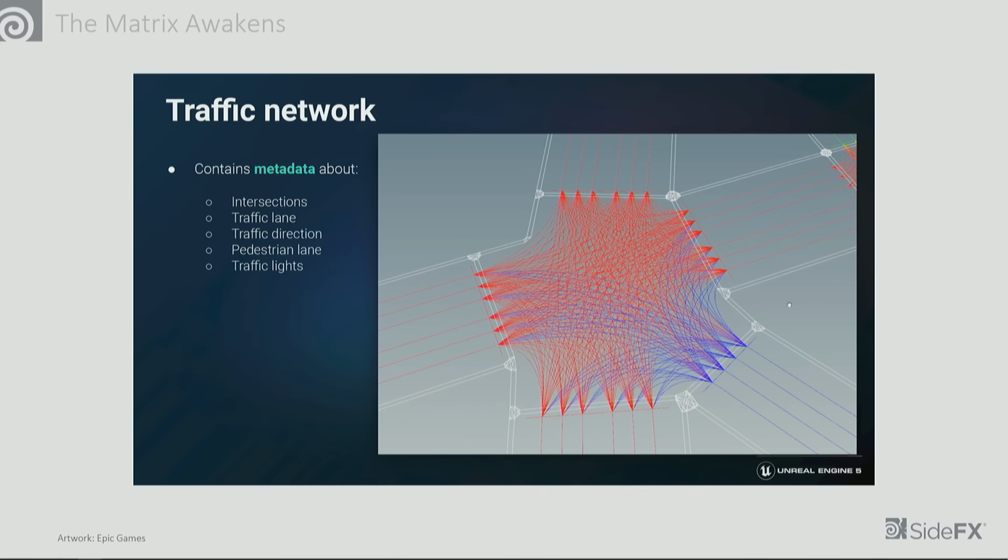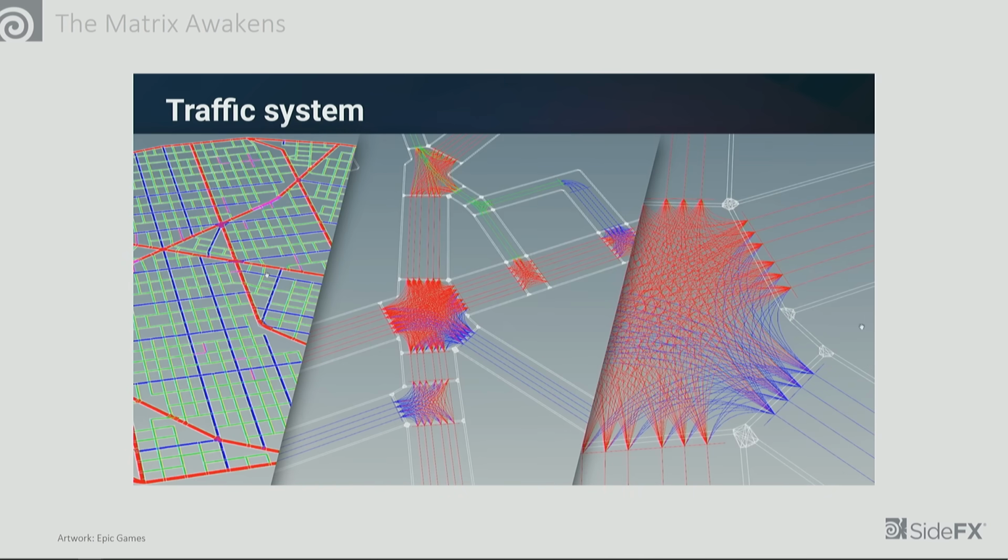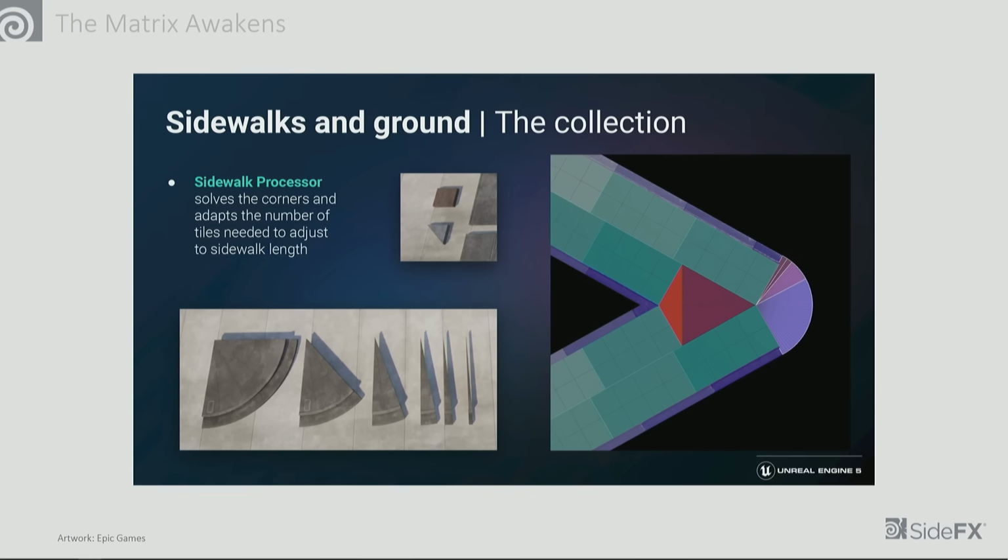I think Kim Library mentioned in the opening session the traffic system that they designed. Things like figuring out the intersections, where the flow of traffic could go. Are there traffic lights there? What kind of roads are they? Are they highways? Are they freeways? Are they back roads? Are they alleyways? And what kind of corner sidewalk goes in that location?